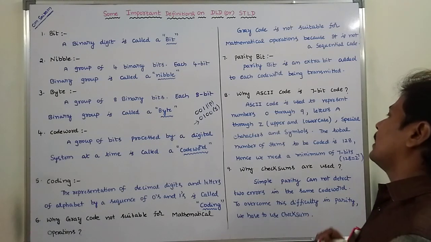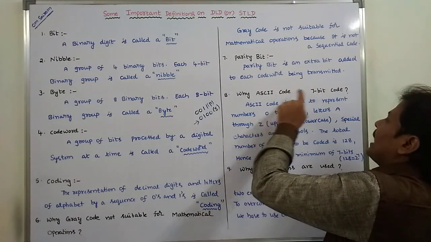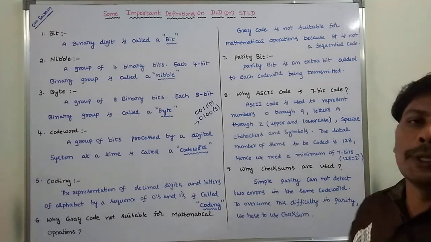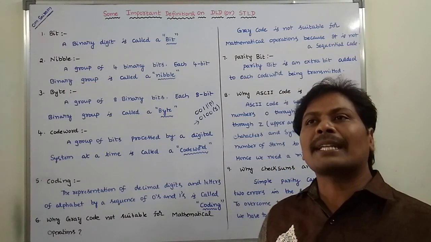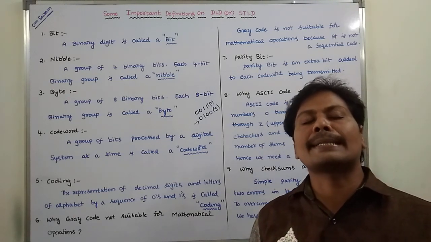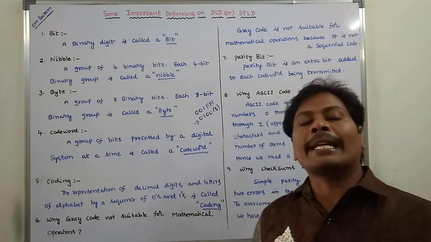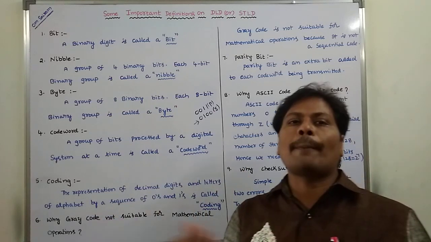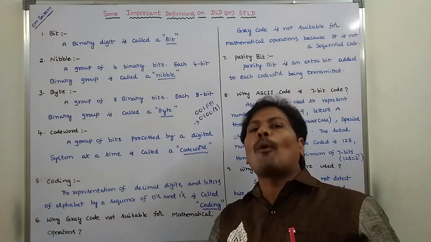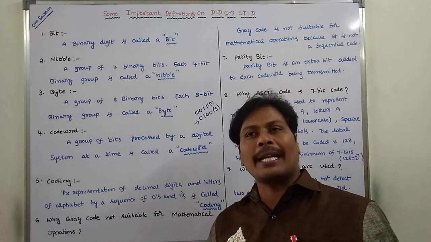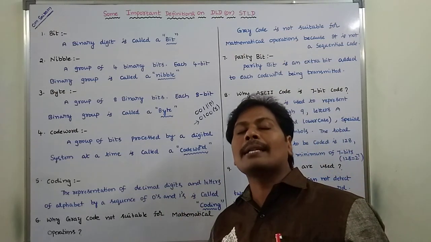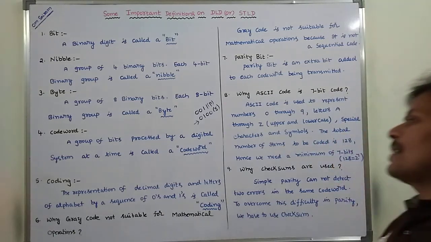Okay, next one. Why ASCII code is a 7-bit code? By using ASCII code, we can represent the decimal digits 0 to 9, lowercase letters small a to small z, uppercase letters capital A to capital Z, and special symbols.